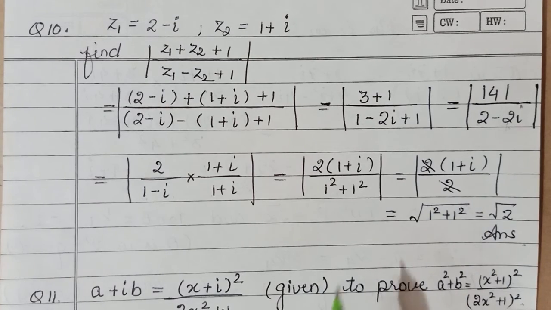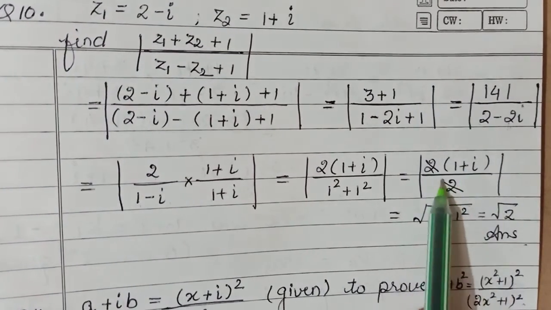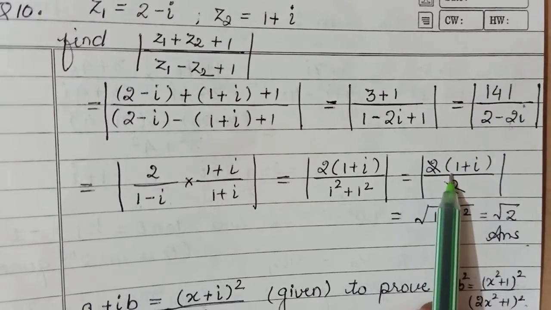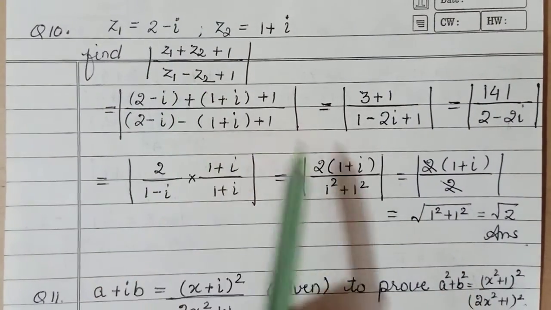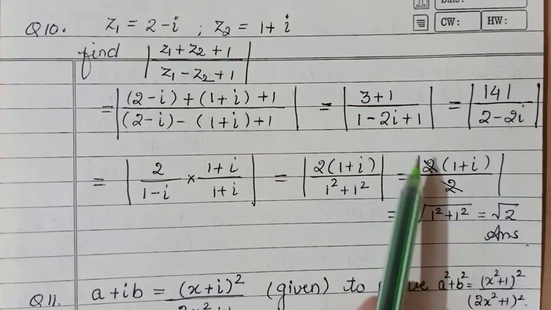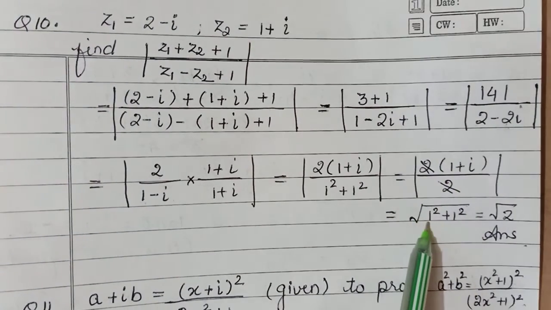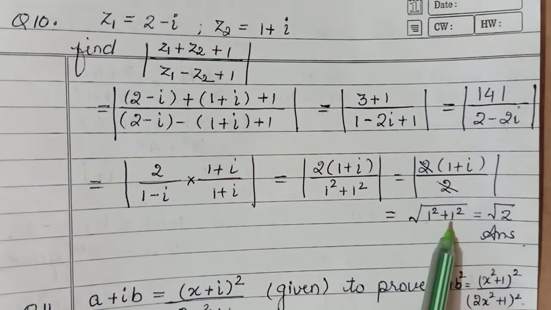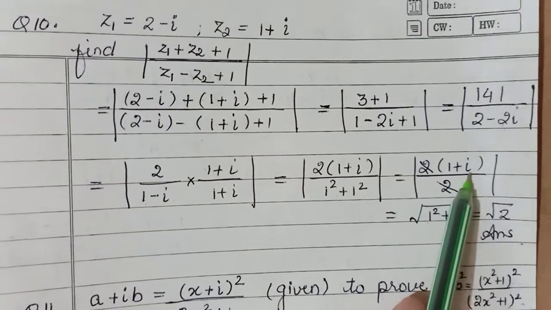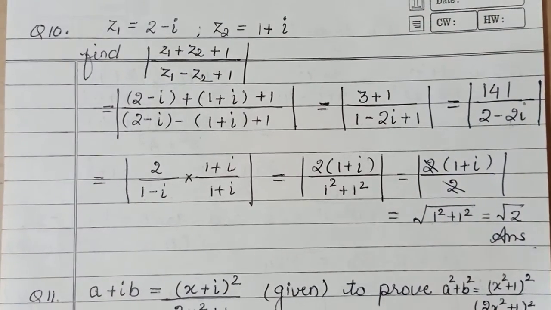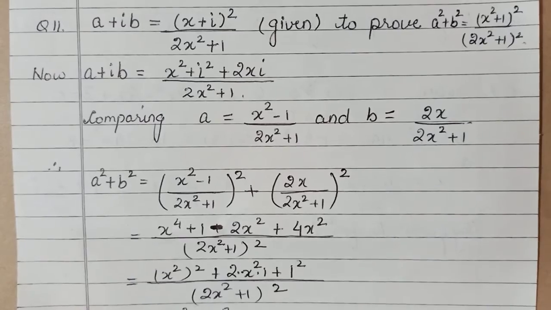Now you had to find the modulus of this. This is the maximum we can do. So in the simplified form, this complex number, or this whole expression rather, is coming as only 1 plus i. Now finding its modulus, that's the square root of real part square plus imaginary part square. So that's root 2.